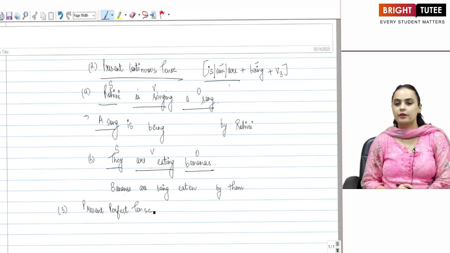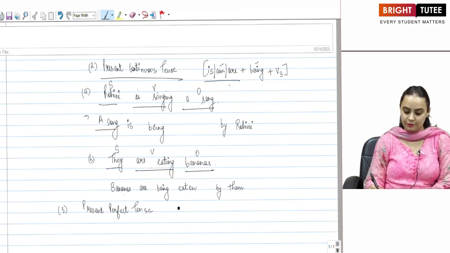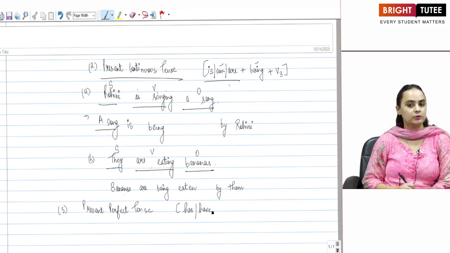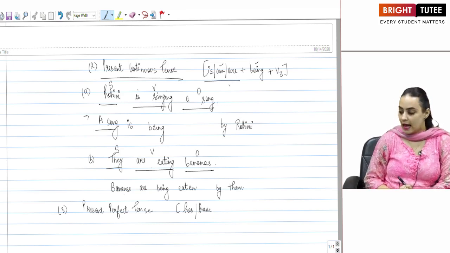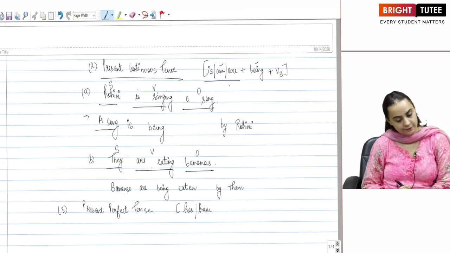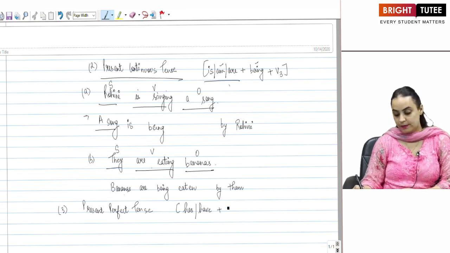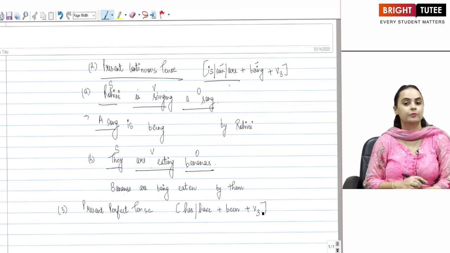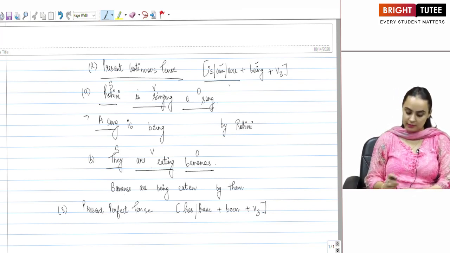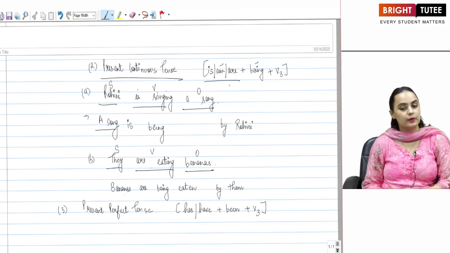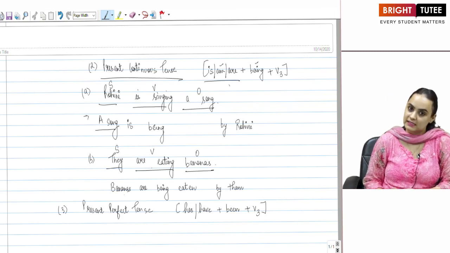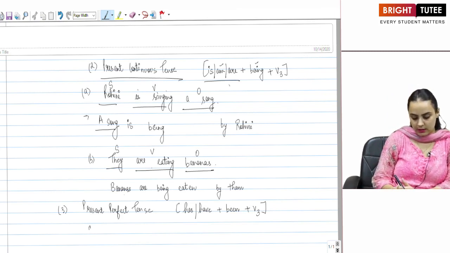Now what are the helping verbs for the present perfect tense? We have two helping verbs for the present perfect tense. Either has or have. So, the rule is has, have plus been plus the third form of the verb. Again, the same thing. Whether has is to be used or have is to be used will depend on my subject. Let us talk about the examples now.